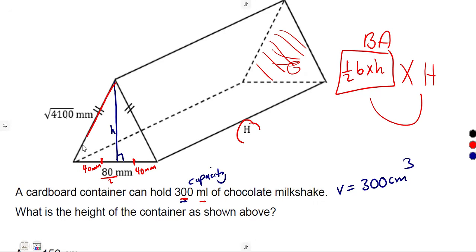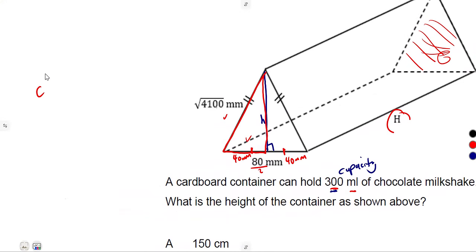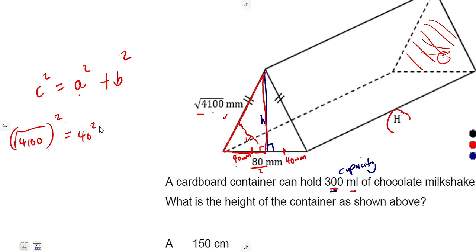So using one of the triangles, we can calculate our height, as we have got two sides. We can use our Pythagoras theorem to calculate what? To calculate the third side, as it states, hypotenuse squared is equal to a squared plus b squared. Our hypotenuse, okay, the one facing 90 degrees. So we must square that one. Square root of 4100 squared is equal to a squared plus b squared. Those are the shorter sides. So we've got 40 squared plus h squared. So that's it, guys. Square root, then you square it.